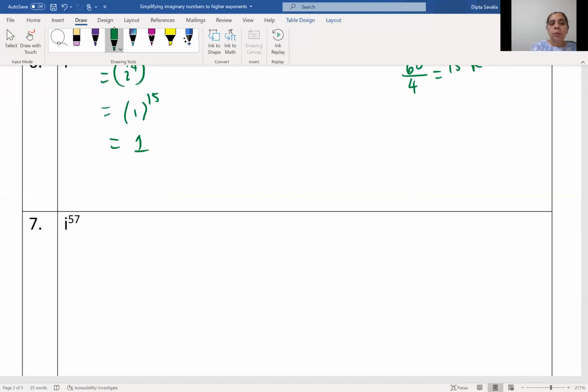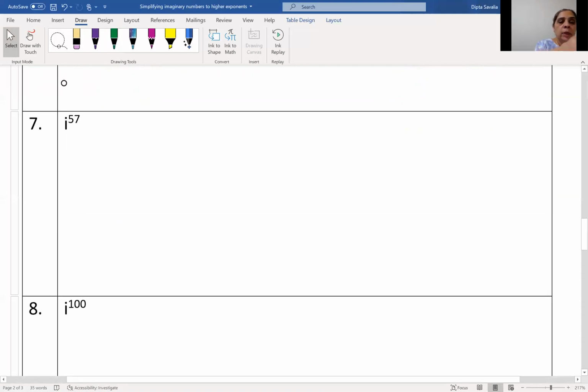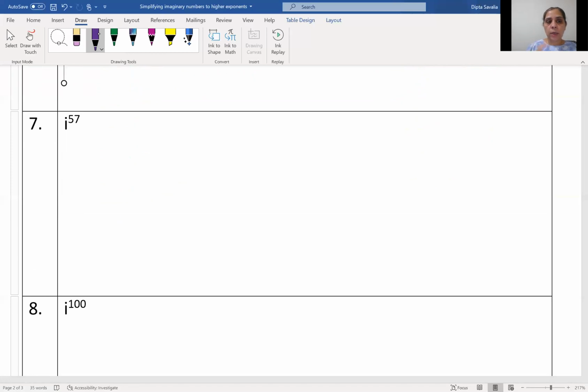We have i to the 57th power. So what shortcut can we use? We know i to the fourth power is 1, right? So we will simply divide 57 by 4. What do you get from here? 4 times 1 is 4, 4 times 4 is 16, and you will get 14 with remainder 1.